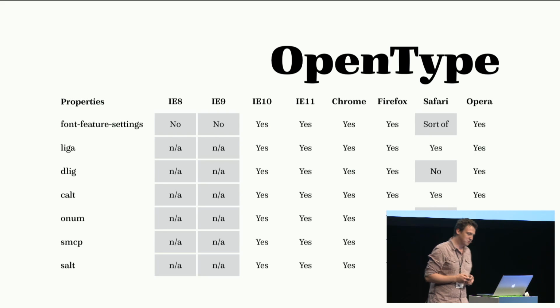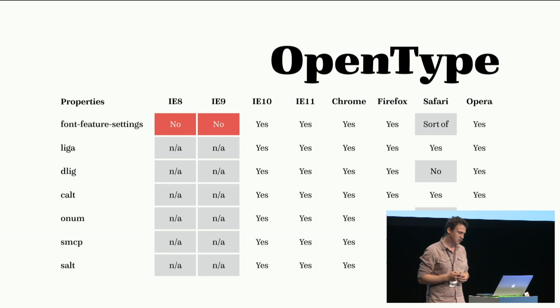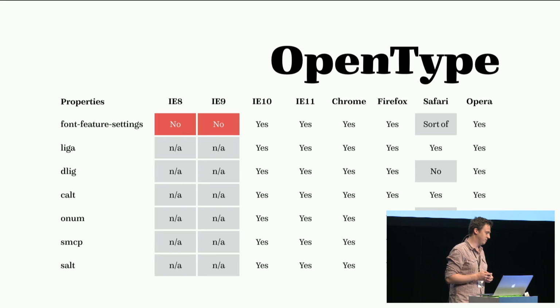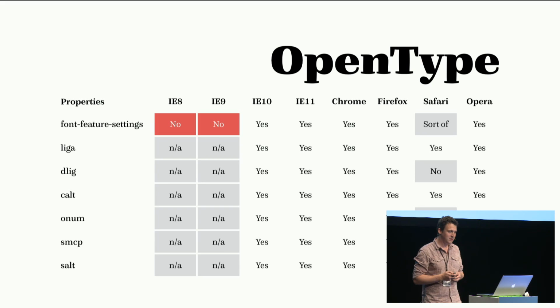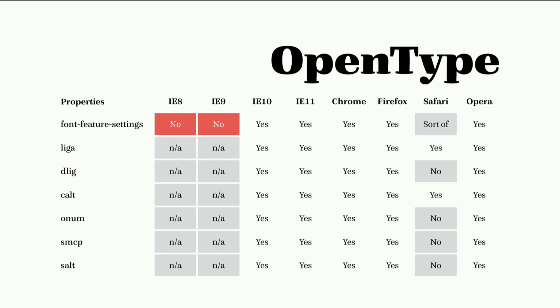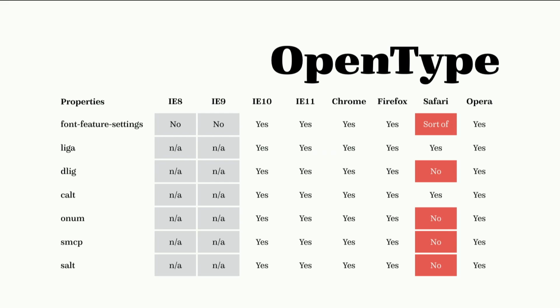So again, let's take a look at browser support. As you can see, IE8 and IE9 don't support any of this, so you can forget about it there. The other interesting thing is that Safari has a sort of support, in that it accepts the syntax and it parses it, and you can give it values, but it will just ignore it. So I don't know how to classify browser support for that, but you can see that, for example, it has ligatures turned on by default, but discretionary ligatures are always disabled. There's no way to turn them on if you wanted to have them.